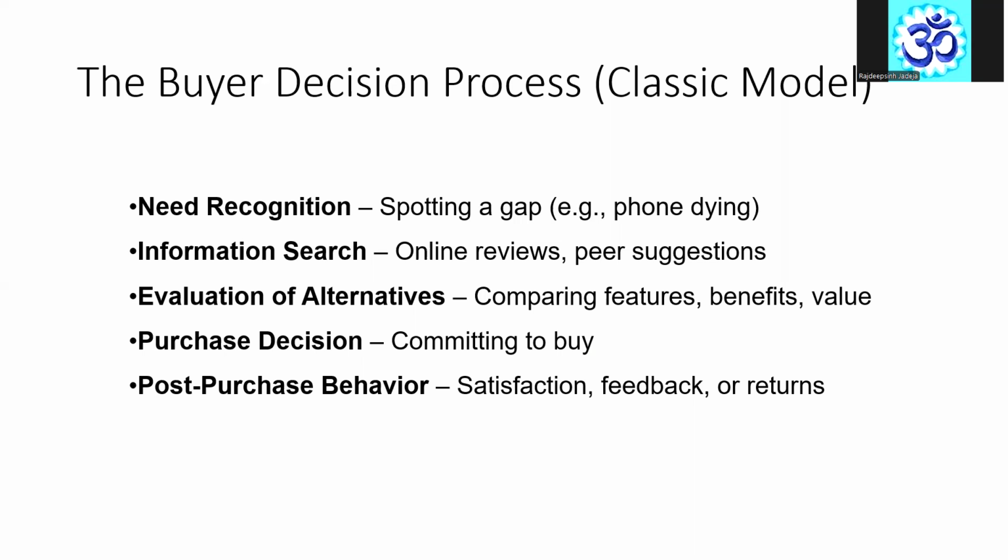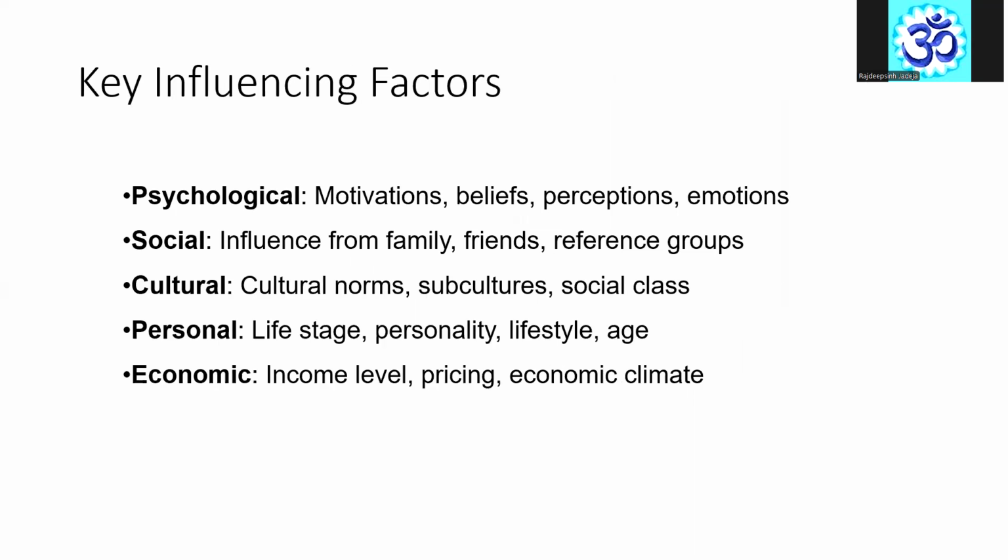So this is the process of the buying decision, in which a consumer first recognizes his or her need. Then he or she will do an information search. Then comes the evaluation of alternatives. Then he or she will make a purchase decision. And after that, post-purchase behavior occurs. So this is the buyer decision process, which is a classical model.